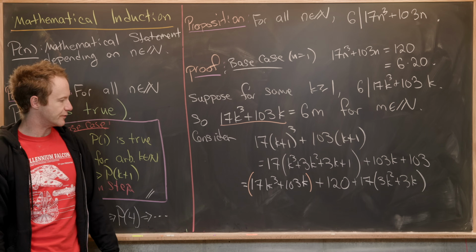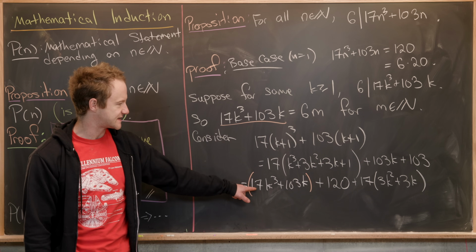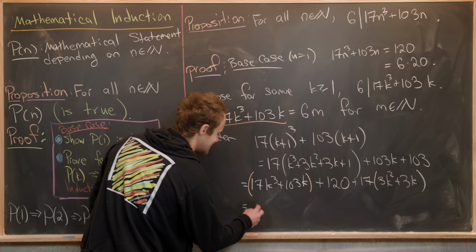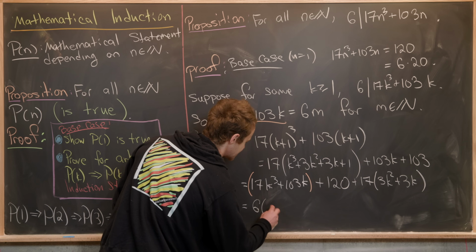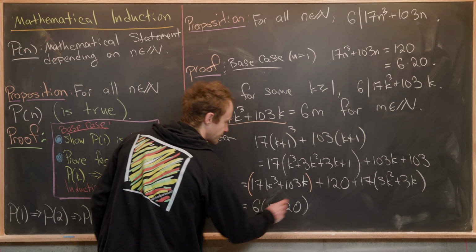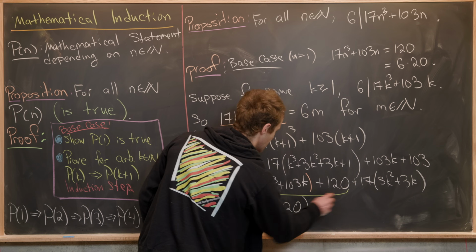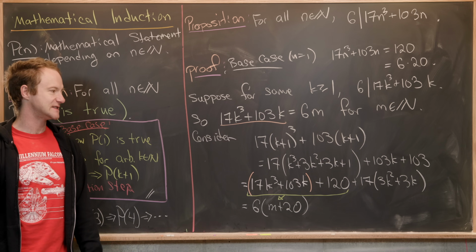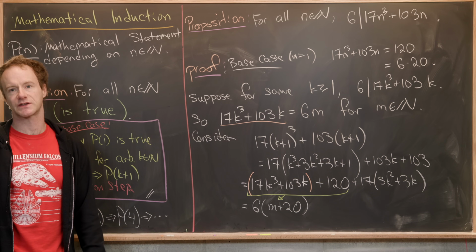So let's see what we can do with this. We know that this is equal to 6 times m. This is equal to 6 times 20. So I can take that whole thing and write it as 6 times m plus 20. So just to reiterate, that's from all of this. And then we're left over with this 17 times 3k squared plus 3k.